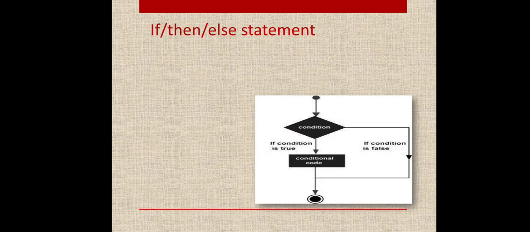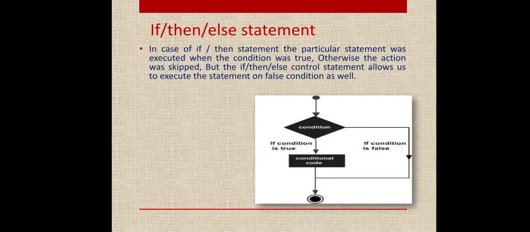The second type of statement is the if then else statement. In the case of the if then statement, the problem was that if the condition was true, the statement was getting executed. If the condition was false, there was no statement; the program was terminated. While in the case of if then else, we have two decisions. If the condition is true, the statement will get executed. If the condition is false, it will allow us to execute a statement for the false case as well.